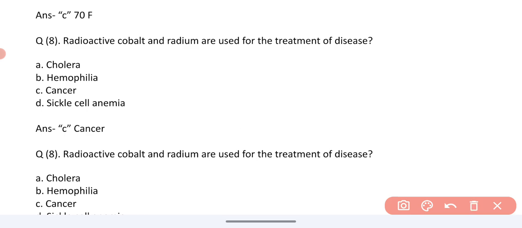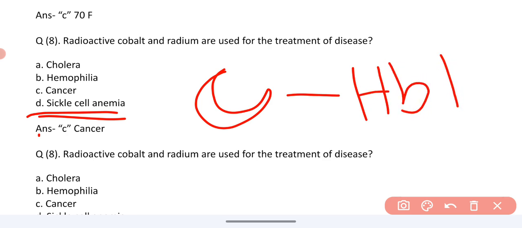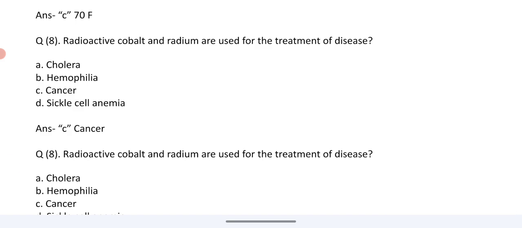Sickle cell anemia. It is also an inherited disorder. Here, the shape of the RBC is transformed into a sickle shape, crescent shape or banana shape. And here the hemoglobin is affected. Understand? So these are all the keywords related to sickle cell anemia.